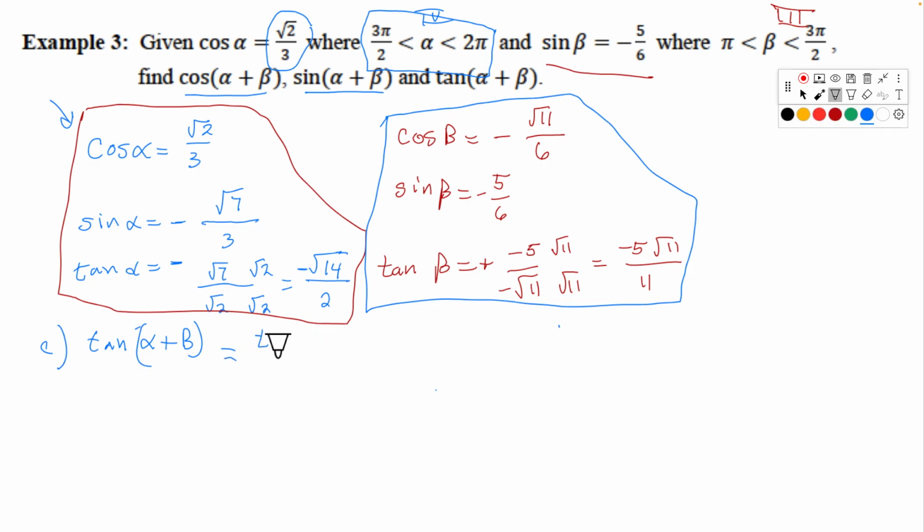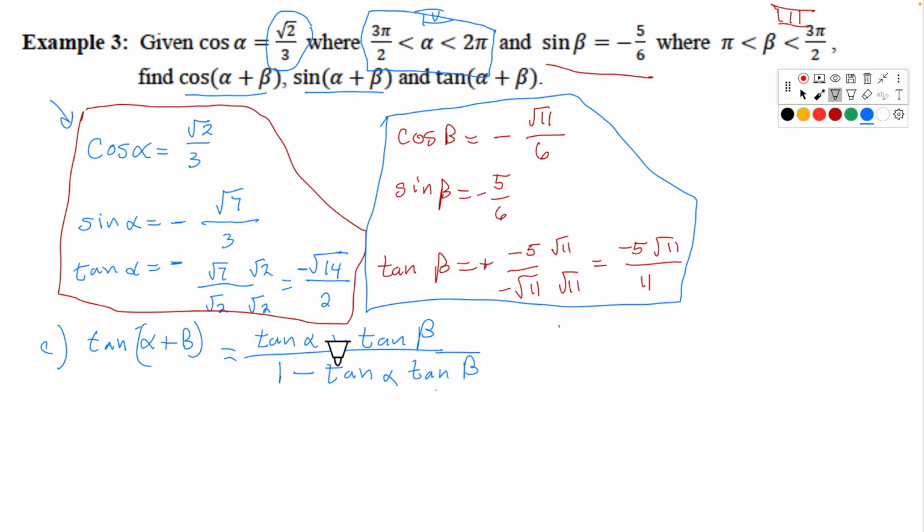So this is tangent of alpha plus the tangent of beta. And in the denominator, it's 1 minus tangent of alpha tangent of beta. Okay, so again, just copying the formula, and now we just plug in, and we've already got the tangent for alpha, the tangent for beta, and we're all good to go.